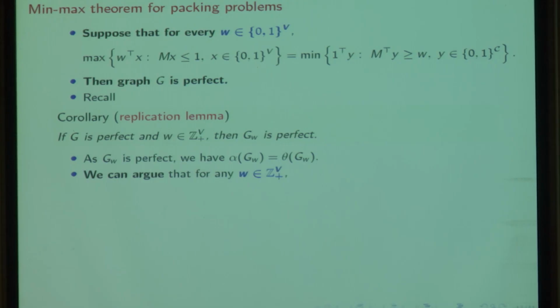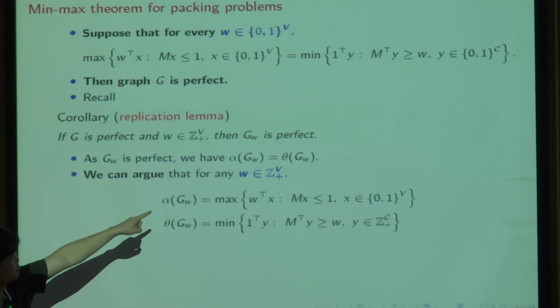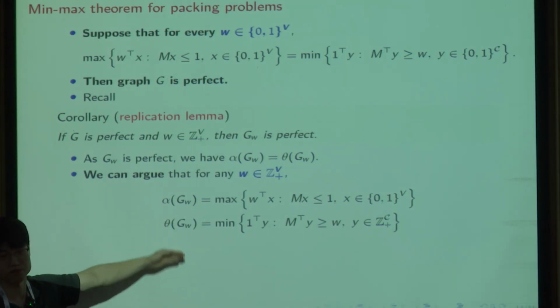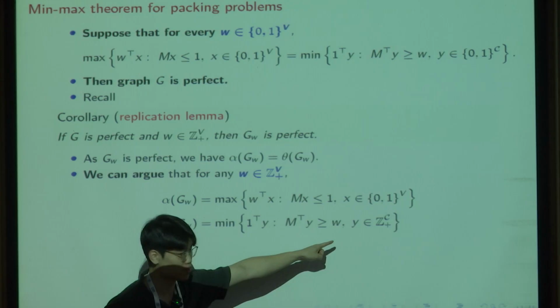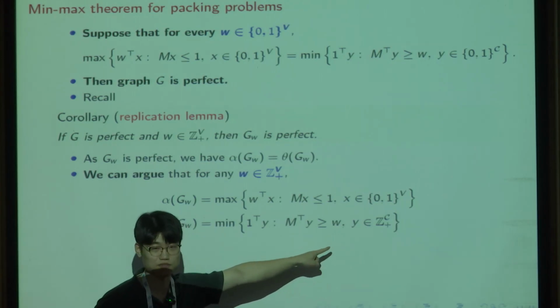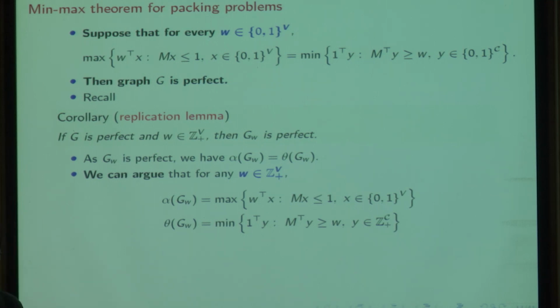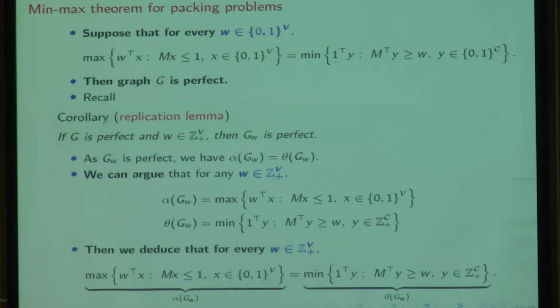And it's not hard to see the following. For any non-negative integer weight, this graph's independence number and clique cover number can be found by these integer programs. But right now I have a non-negative integer constraint for y, because the W here can be arbitrary non-negative integers. And because these two numbers coincide, we have this max-min relationship for any non-negative integer weight.